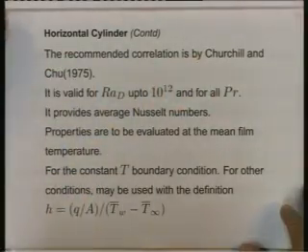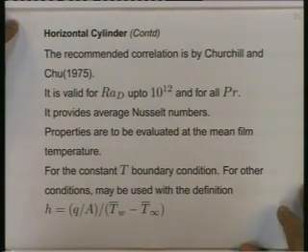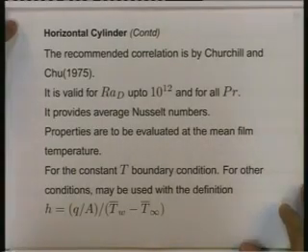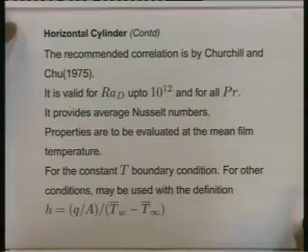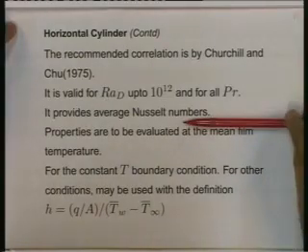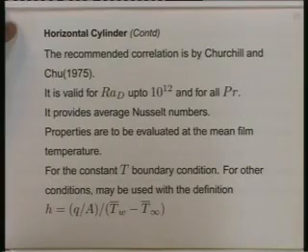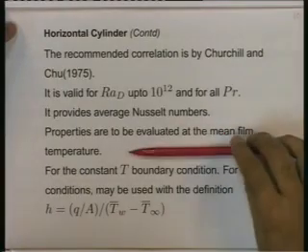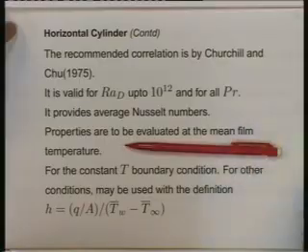Another correlation published in 1975 for a horizontal cylinder. It is valid up to a Rayleigh number of 10 raised to 12 and for a wide range of Prandtl number. It provides average Nusselt numbers and hence we can compute average heat transfer coefficient. Again, properties are to be evaluated at the mean film temperature.